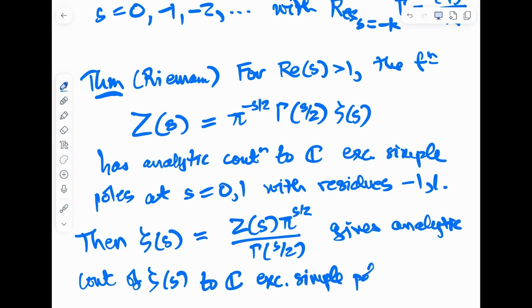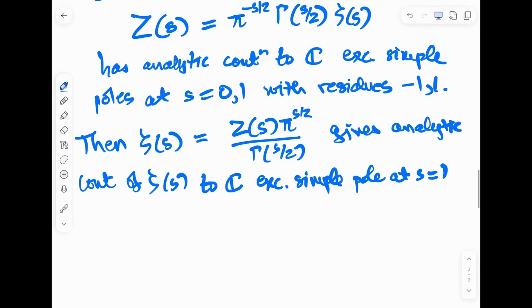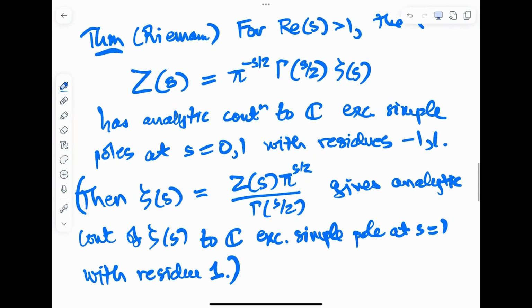Simple pole at s equals 1 with residue 1. Okay. So the goal here is to look at the completed zeta function and work out properties of that, and then afterwards you can solve for the Riemann zeta function and get things for that from what you know about the completed zeta function.